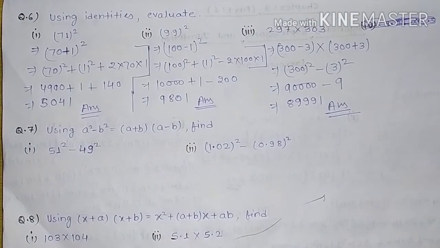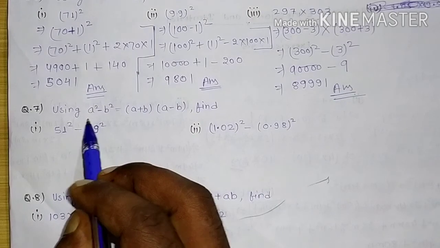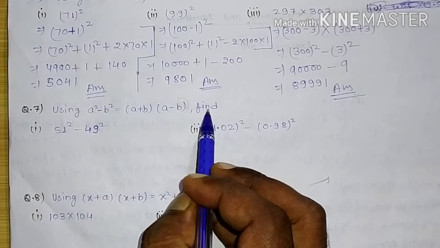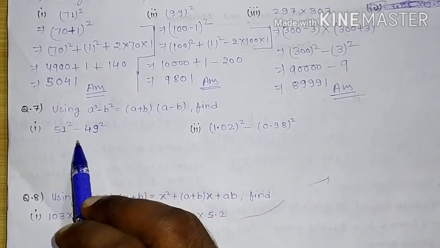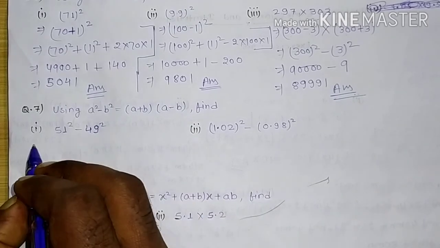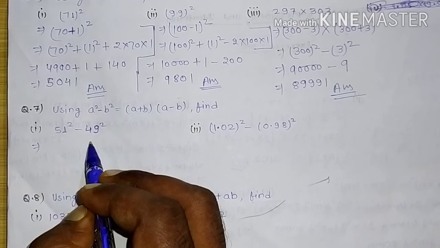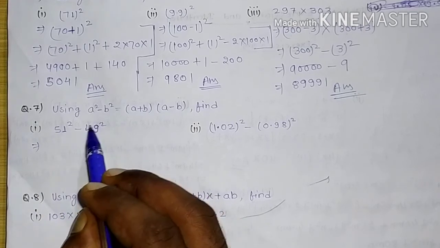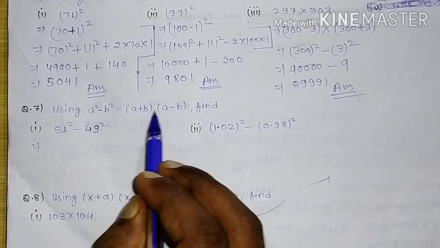Now question number 7, that is using A square minus B square equals to A plus B, A minus B, find. Here the identity is given, we have to solve the question. So the first question, that is 51 square minus 49 square. Take 51 as A and 49 as B. So A square minus B square, the formula will be A plus B and A minus B.